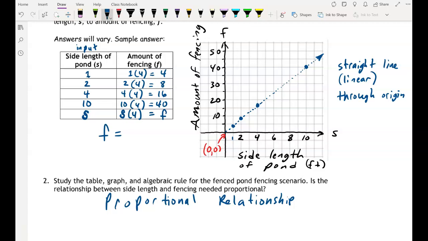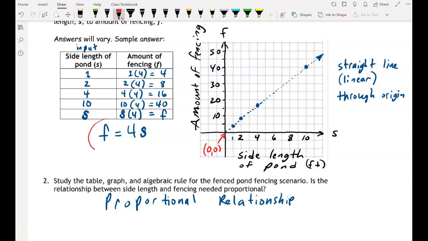And what is s times 4? You guessed it, s times 4 is 4s. 4 multiplied by the number of feet on the side will tell us exactly how many feet of fencing we will need. That's fantastic, right? Of course it is. Okay, well, let's move on to the next section here.